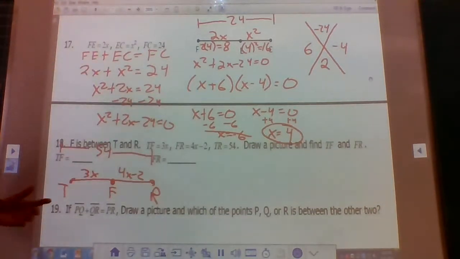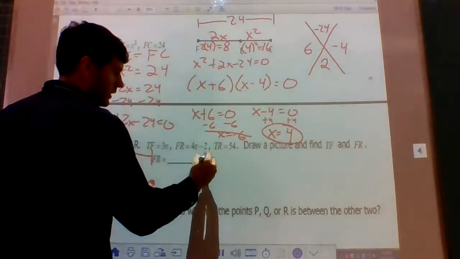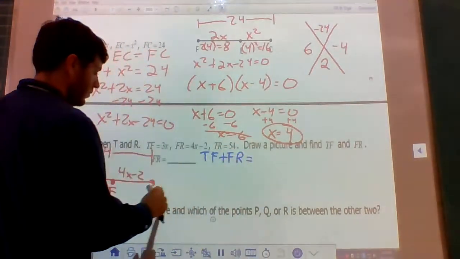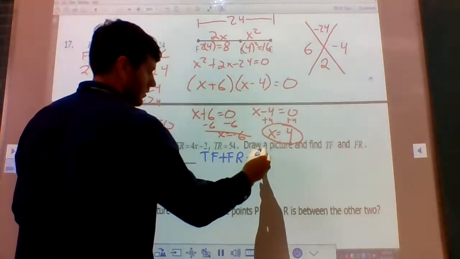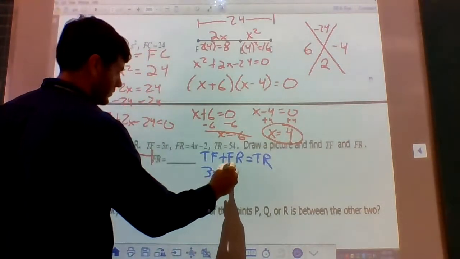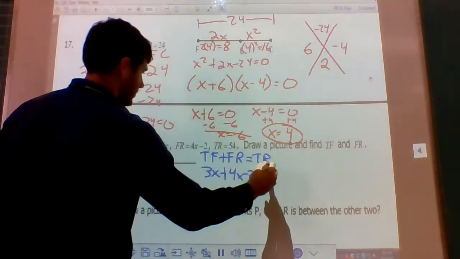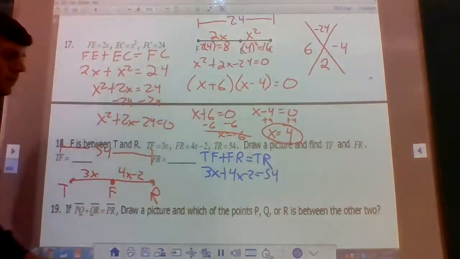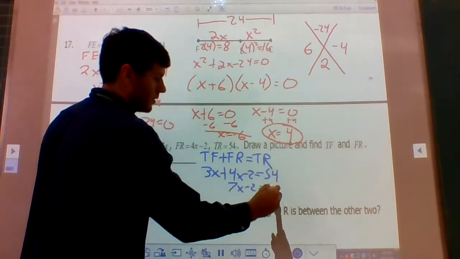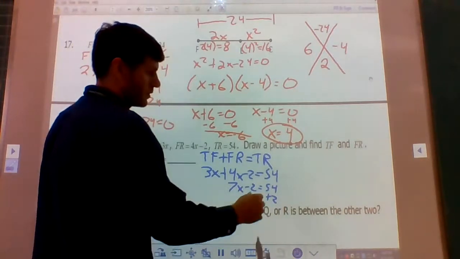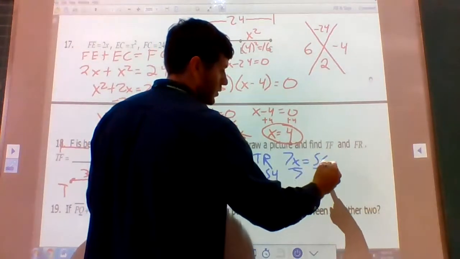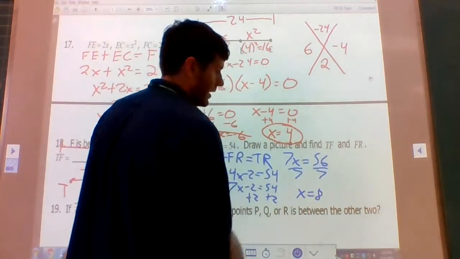So let's write our equation out. TF is the first piece of the segment. So TF plus FR is going to equal the whole thing, which is TR. TF is 3x. FR is 4x minus 2. And TR is 54. Combine like terms, we get 7x minus 2 equals 54. Let's add 2 to both sides. So we're going to get 7x equals 56. We divide by 7 on both sides. X is going to be equal to 8.